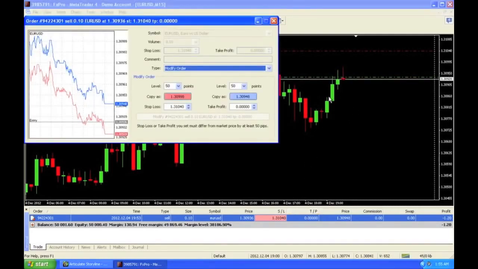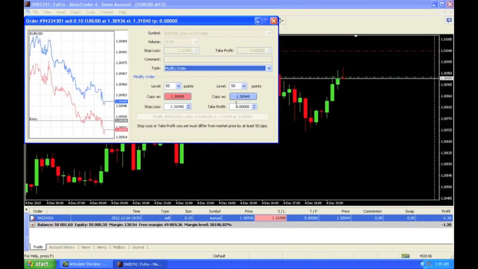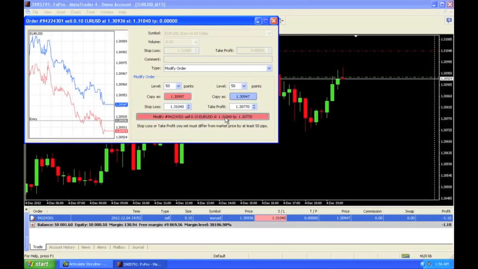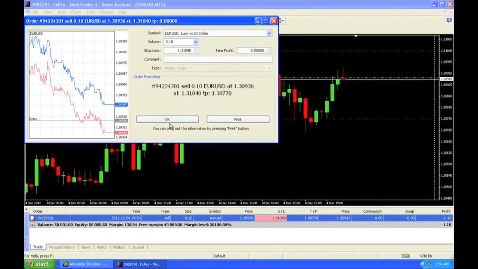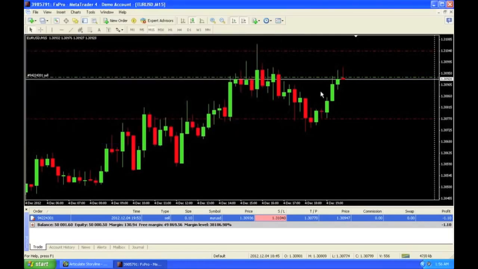So let's say I'm expecting the market to go down till here at 1.30770. Okay, so let me type this, 1.30770, and I'm going to click modify. Now I see my take profit is over here. You can also see it here, 1.30770, which means if the market goes down and it touches this area, your profits are booked immediately. Even if it goes down here and within a split second goes back up towards here, you book your complete profit over here.